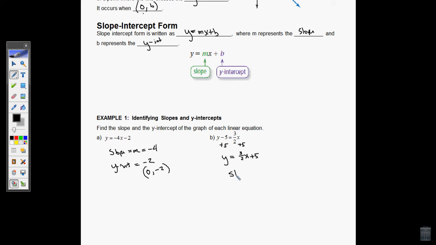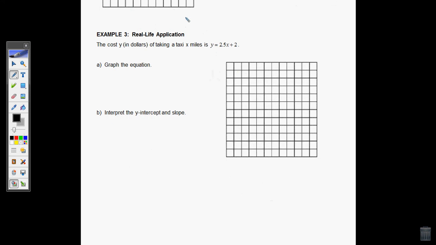So the slope is m, which is 3 over 2. And the y-intercept is going to be 5, or the coordinate point 0, comma 5. Very, very good. Now let's see what else we've got in store here.